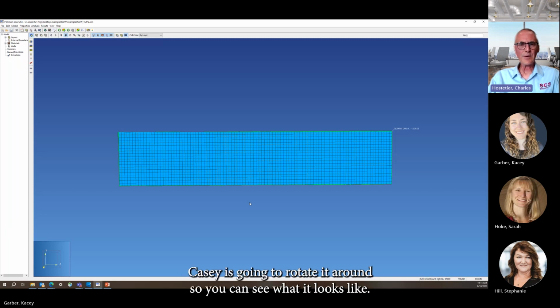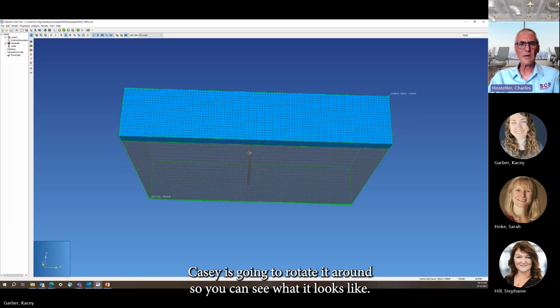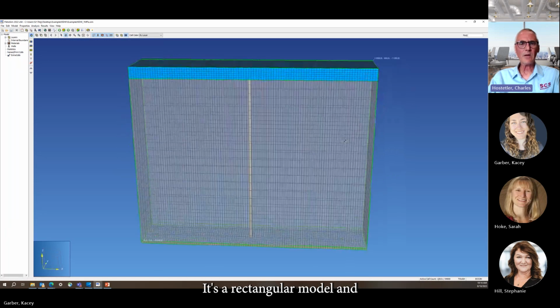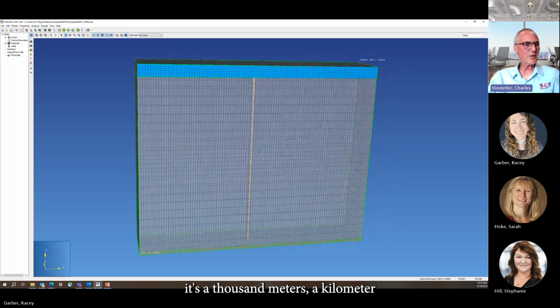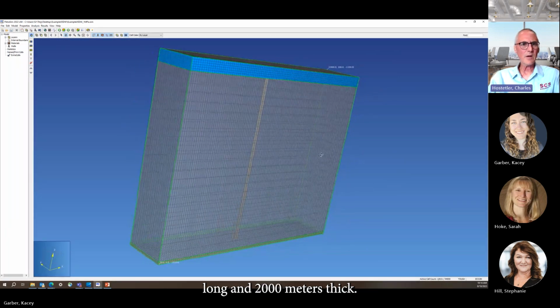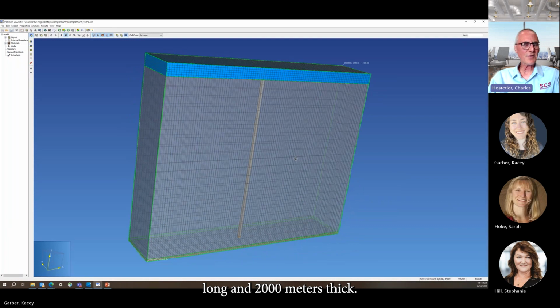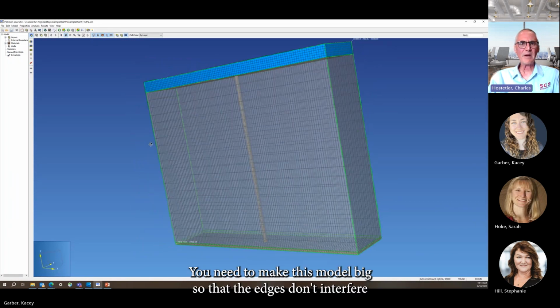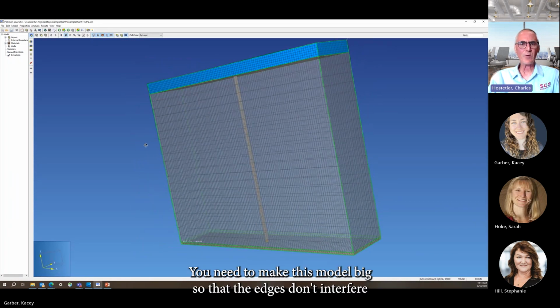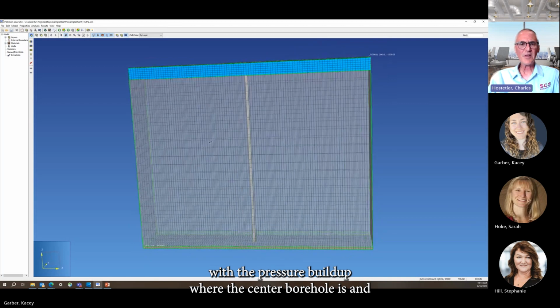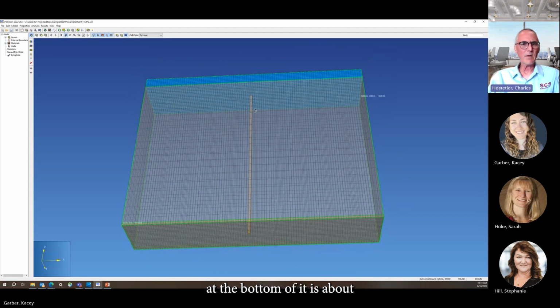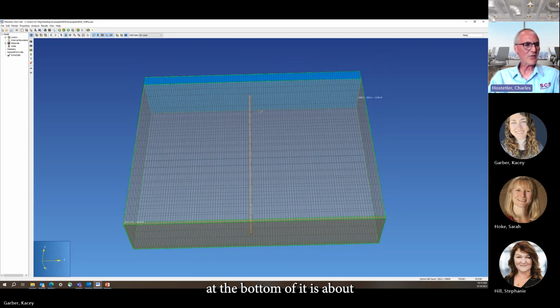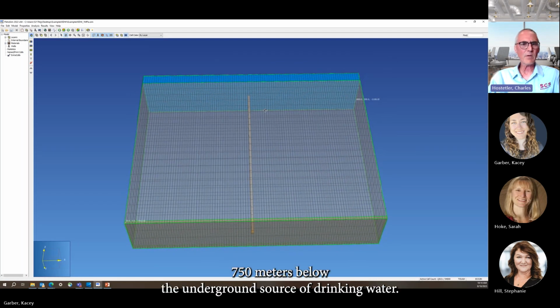Casey's going to rotate it around so you can see what it looks like. It's a rectangular model, and it's 1,000 meters, a kilometer, long and 2,000 meters thick. You need to make this model big so that the edges don't interfere with the pressure buildup where the center borehole is. And the bottom of it is about 750 meters below the underground source of drinking water.